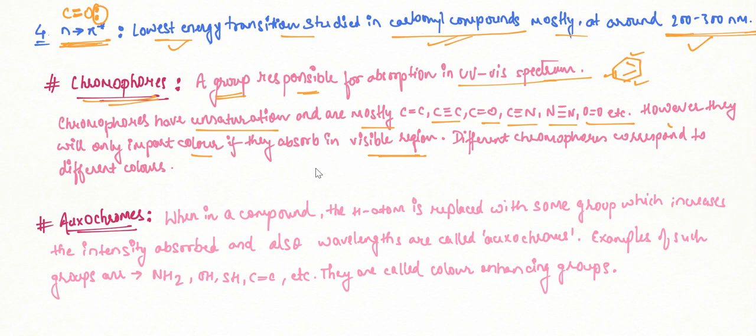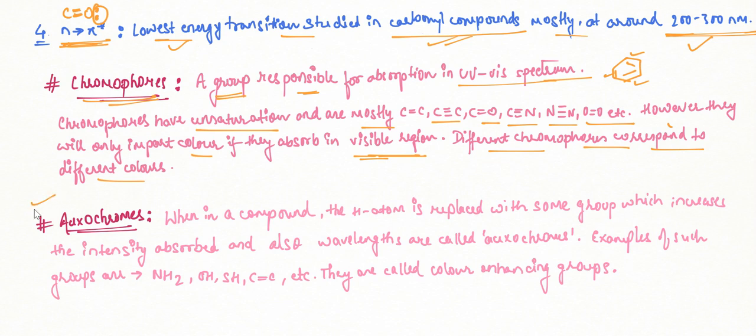However, they will only impart color if they absorb in the visible region. If they are absorbing in the UV region, then they are not going to transmit any radiation in the visible region, so they are not going to show us color. Also, different chromophores correspond to different colors. Benzene is going to have a different color, aniline is going to have a different color, anisole is going to have a different color, and so on.